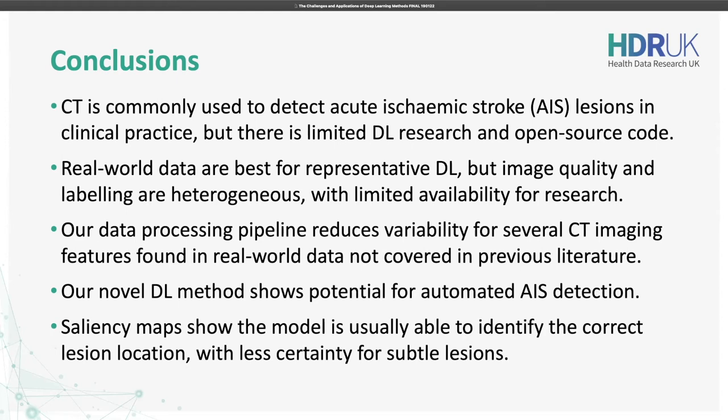Our novel deep learning method that we've developed is starting to show some potential for ischemic stroke lesion detection. We haven't touched on it today, but we're also looking to develop it to detect all features relevant for these patients. And finally, saliency maps show that the model is usually able to identify the correct lesion location, and there's less certainty with subtle lesions, which is interesting because that's kind of how humans behave.